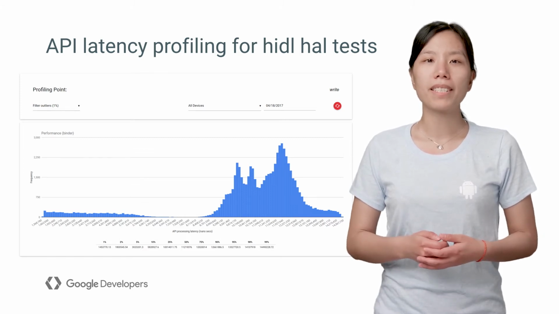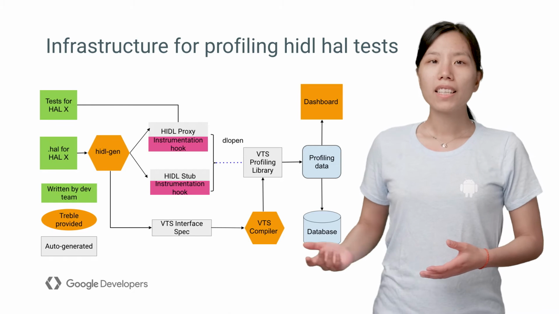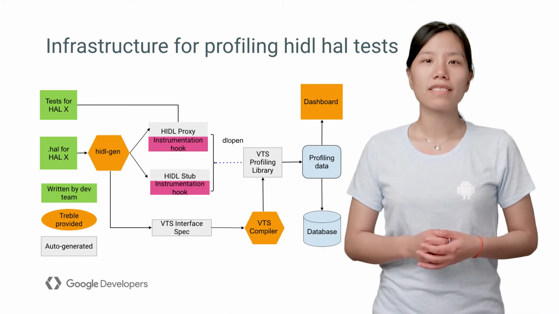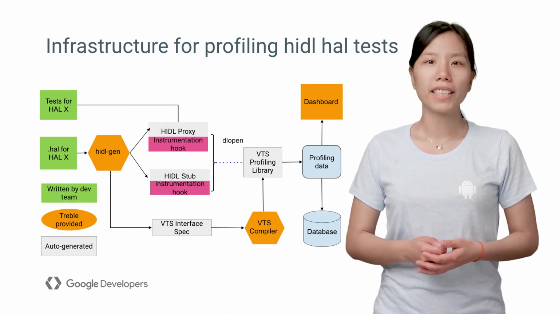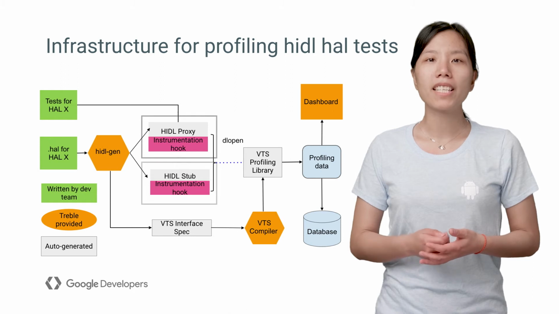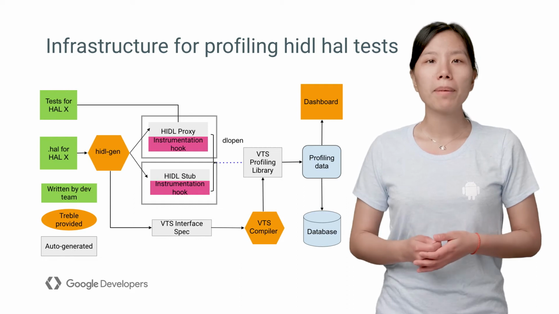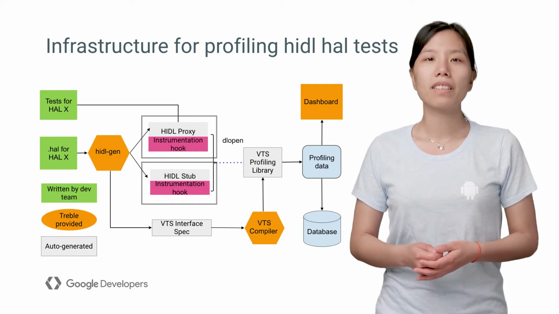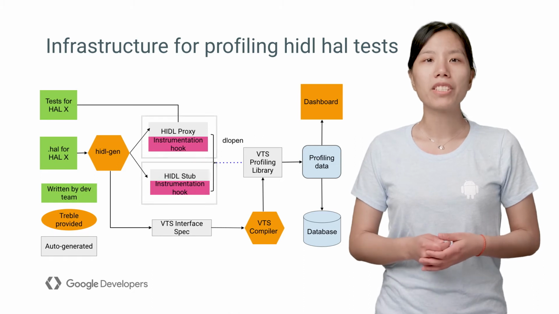analyze the API performance. For those who are interested in the techniques behind it, here is our profiling infrastructure. First of all, based on the .hal files defined for a given HAL, Hidl-gen, which is our multipurpose HAL compiler, will generate a proxy and stub implementation with additional instrumentation code. The instrumentation code will dynamically look up and load a configured VTS profiling library and call the profiling function provided by that library to collect the runtime information.